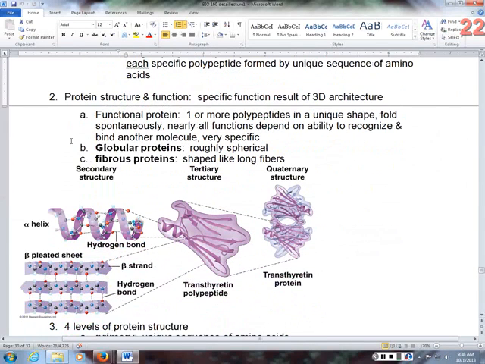So protein structures. A functional protein may be made up of just one polypeptide, or it may be made up of multiple polypeptides. But what they do is they fold up into their own unique shape, and it seems to be spontaneous that they fold up. Nearly all the functions depend on its ability to recognize that shape and bind to another molecule. It's very specific. It's like a lock and key.